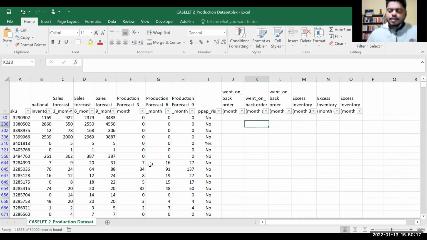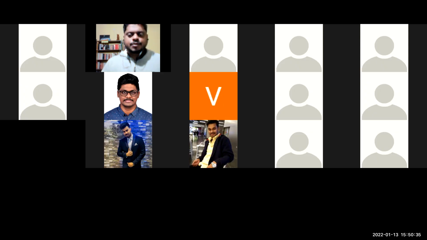So accordingly, you put a formula for only one row, then drag it for 50,000. The only difficult part is to understand which will be plus and which will be minus at what point of time. So that is for your class exercise.